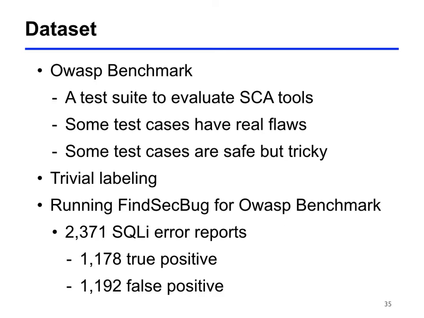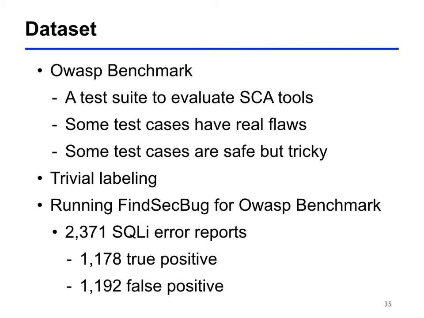As the dataset, we used the OWASP benchmark, which is a test suite developed to evaluate the performance of SCA tools. In this test suite, roughly half of the test cases are real security flaws, and the remaining half are safe, but they are designed to trick SCA tools into raising false alarms. So ideally, a perfect SCA tool would emit an error report for all of the flawed test cases, but no error reports for the tricky test cases. This test suite helps us to mitigate the labeling task for this case study, because we know the error reports generated for the flawed test cases are true positives, and likewise error reports generated for the tricky test cases are false positives.